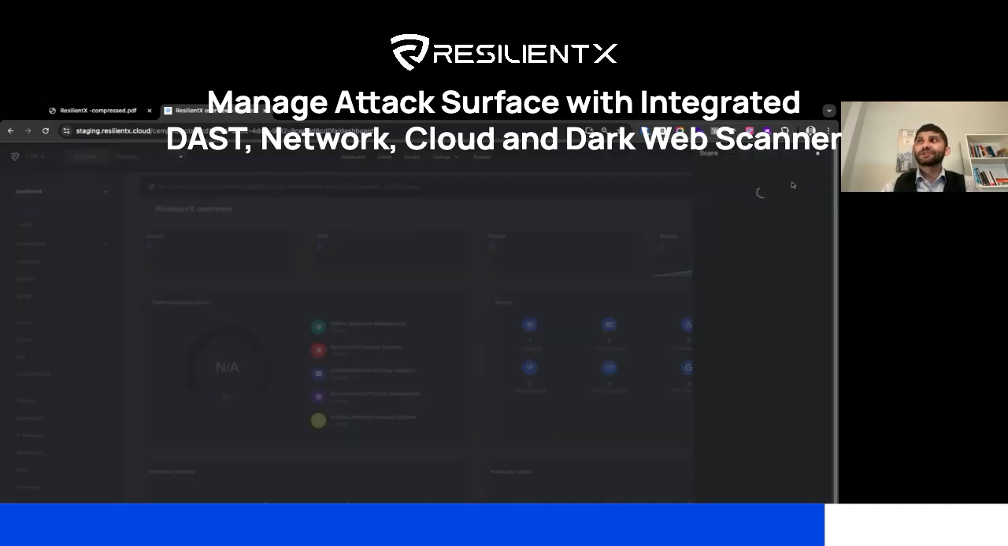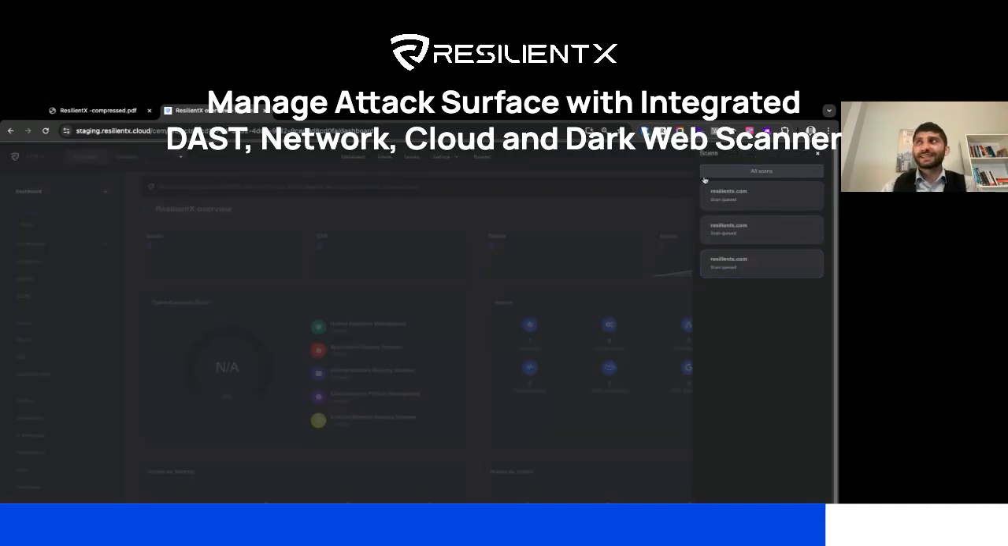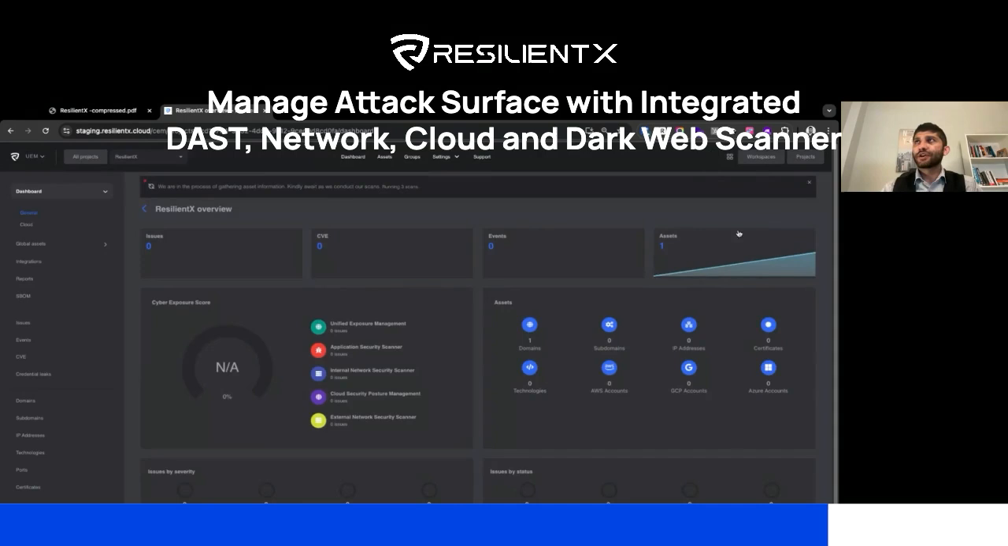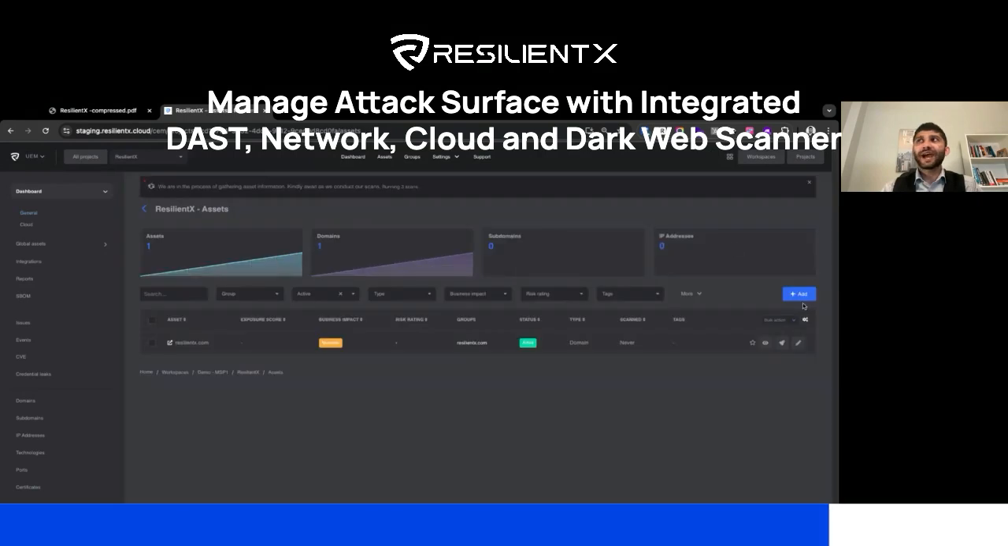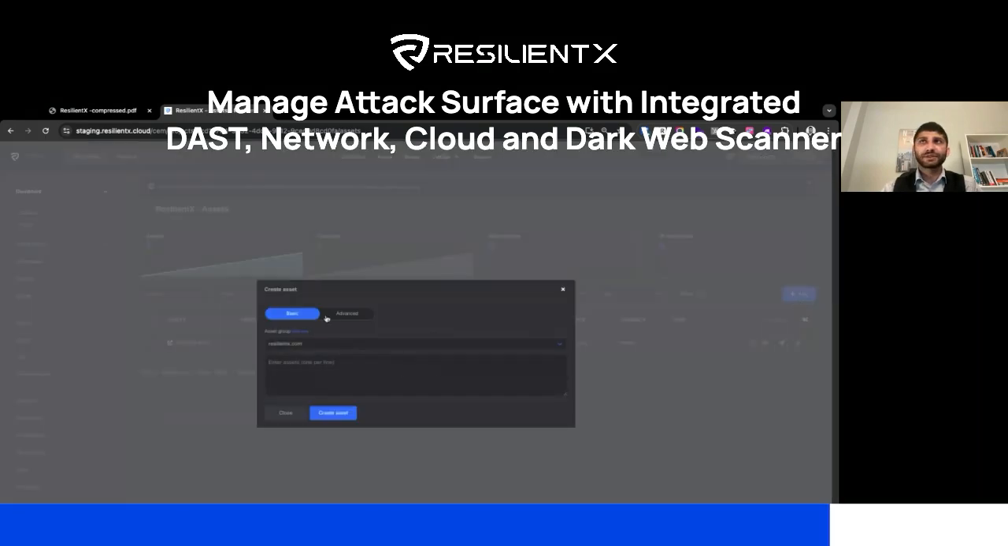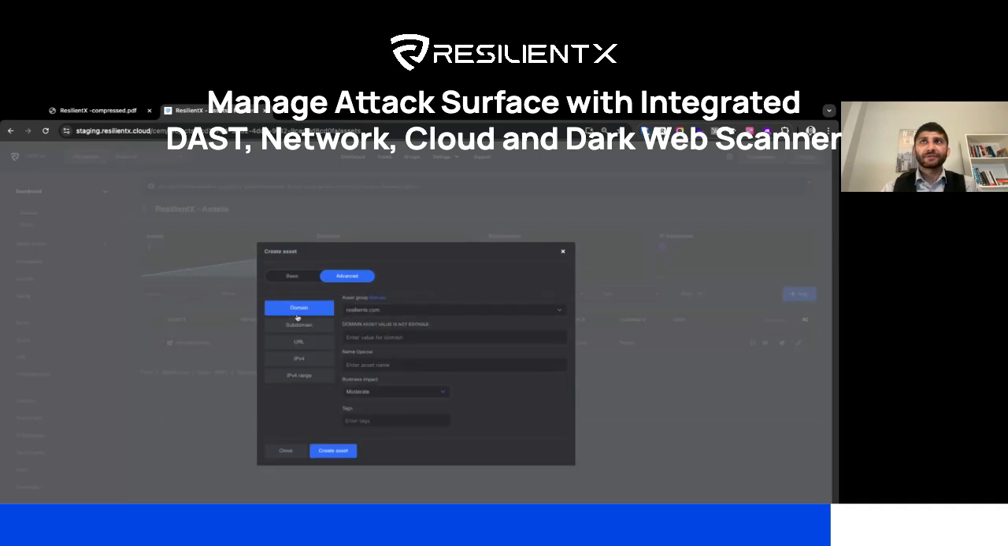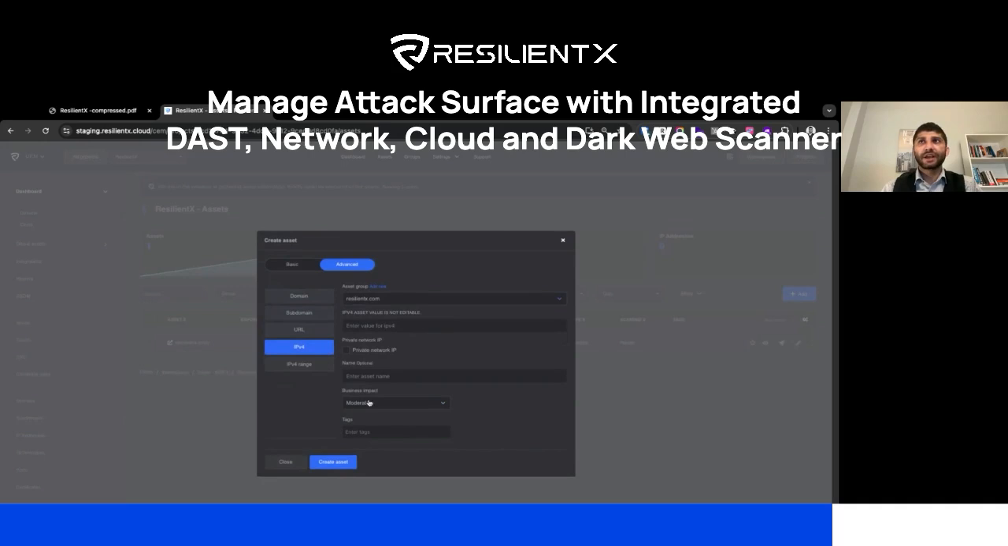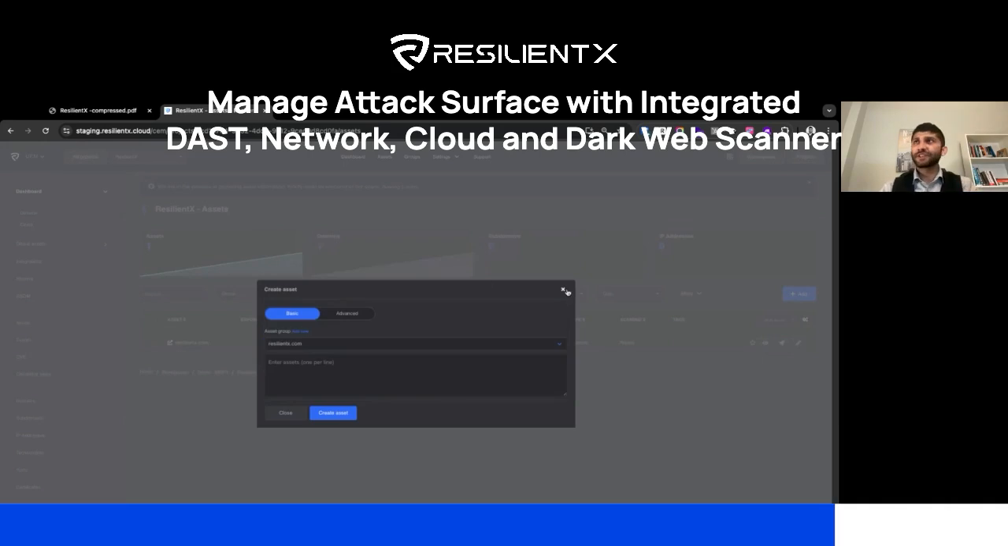And as you see, there are 3 scans that have been started while I created this project. I can go to my asset section and add any type of assets that I want. I can add different types of assets such as domains, subdomains, URLs, IP addresses. I can also mention the business impact.